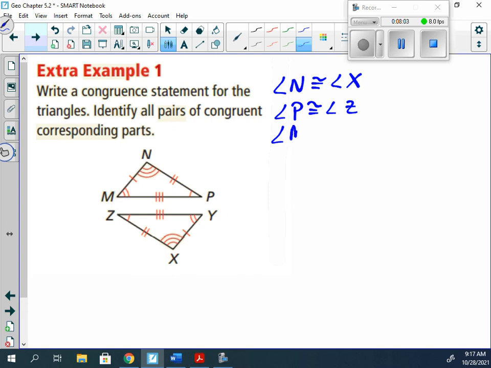M and Y. Because again, we're matching up those angle markers. The ones that have the same number of angle markers will be congruent to each other.